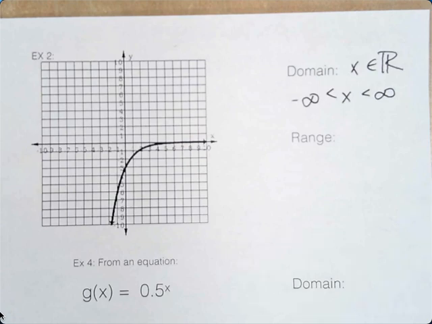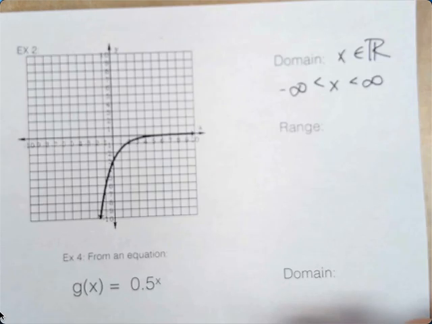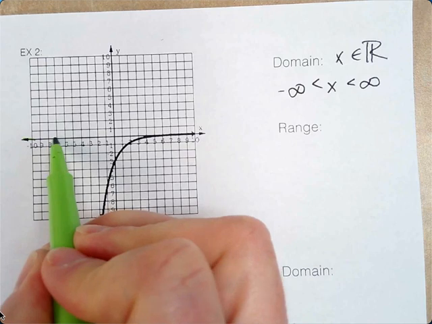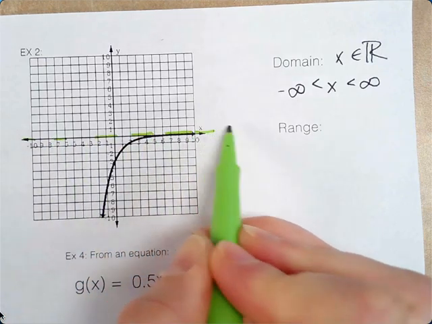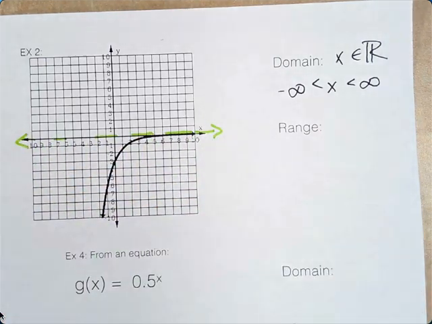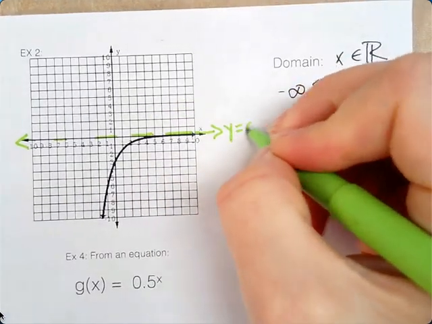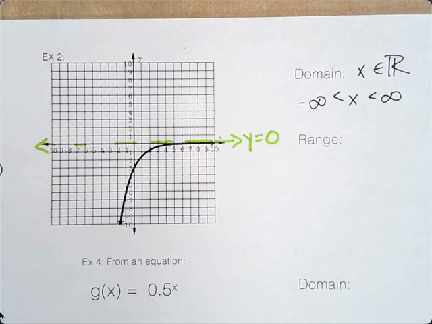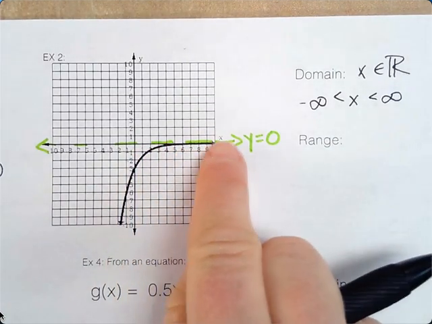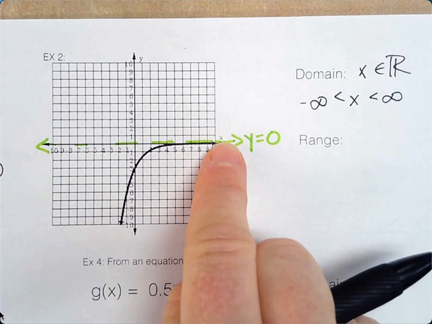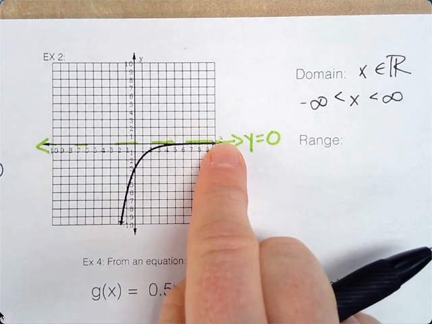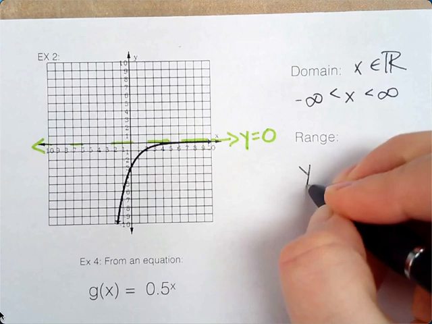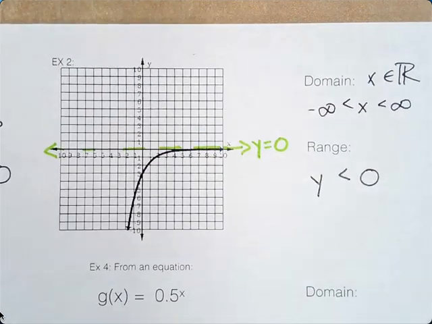And then the range is restricted by any asymptote. So again, there's an asymptote, and it's right here. It's at y equals 0. So the function will never cross it. It gets closer and closer and closer without actually touching it. So in this case, it's all the y values that are below 0 instead of above. It's below, so we'd say y is less than 0.